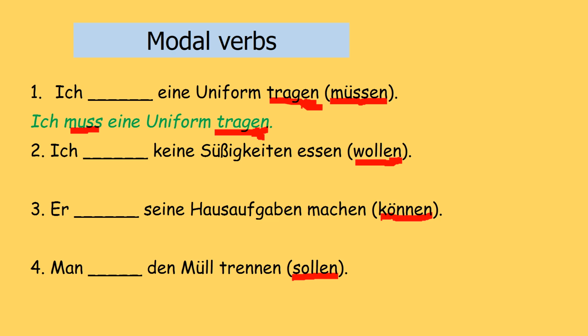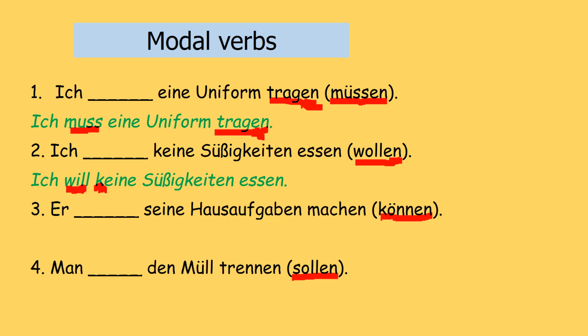So number 2 is ich will keine Süßigkeiten essen. Okay, so wollen has turned into will. You might recognize the fact that will is a false friend. It does not mean I will. I will in German is ich werde. Instead it means I want to. So this person is saying I want to eat no more sweets. Okay, so the keine part here, keine at beginning means I don't want to eat any sweets in this case.